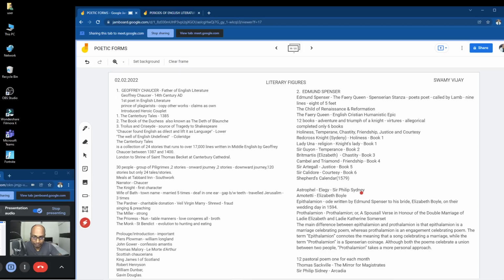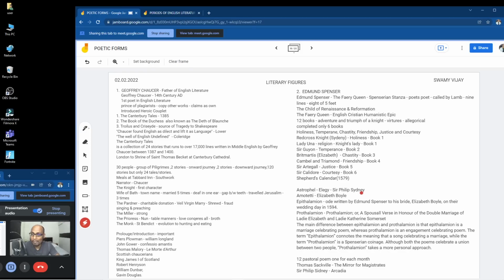Elizabethan age? Edmund Spenser comes in the Elizabethan age, or which age? Edmund Spenser. So it comes in Elizabethan. Right, Elizabethan age.